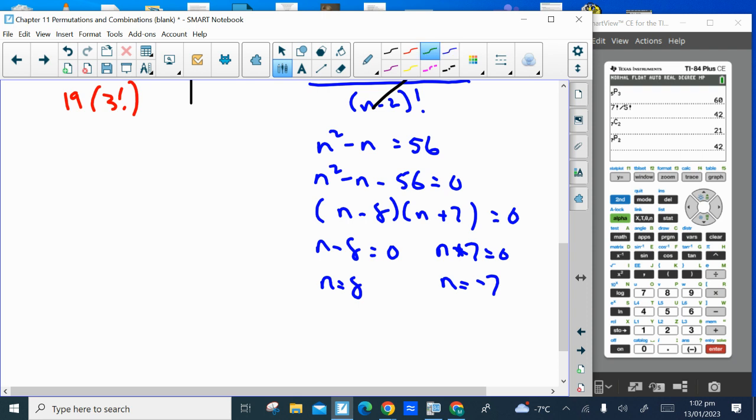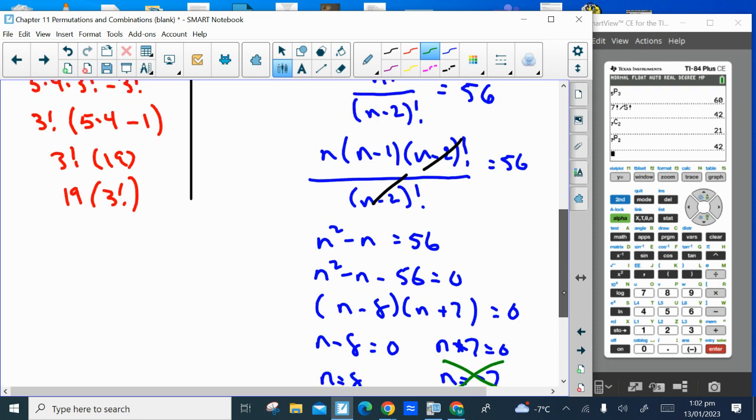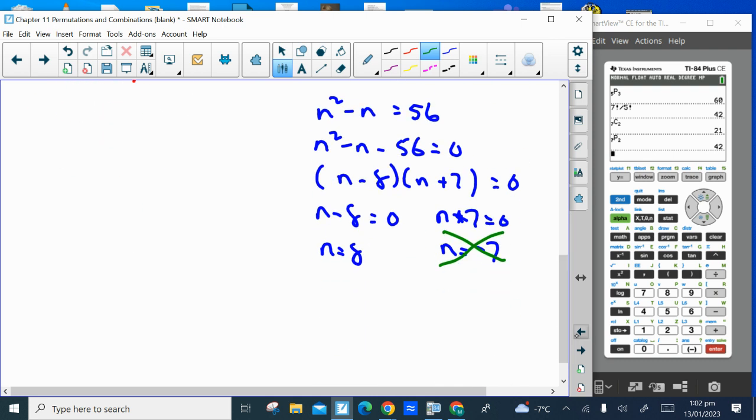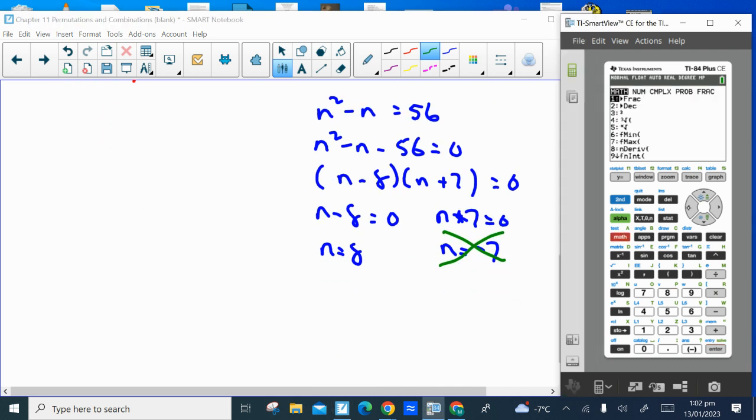which is extraneous. Remember, n refers to the number of objects you're choosing from. You cannot choose from a negative number of objects. So the answer should just be 8. And we can check that. Make sure that 8P2 does equal 56. And it does, right? So it checks.